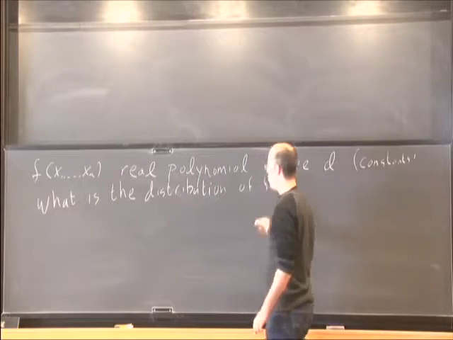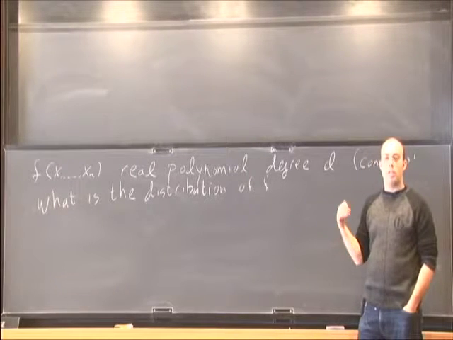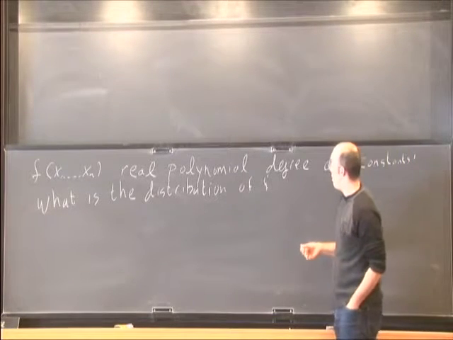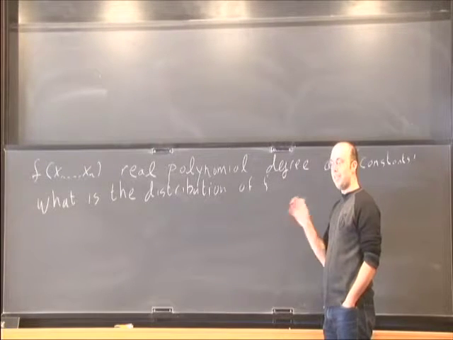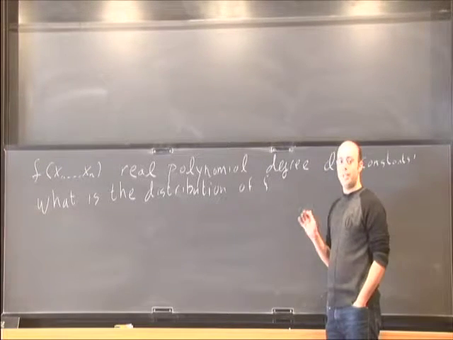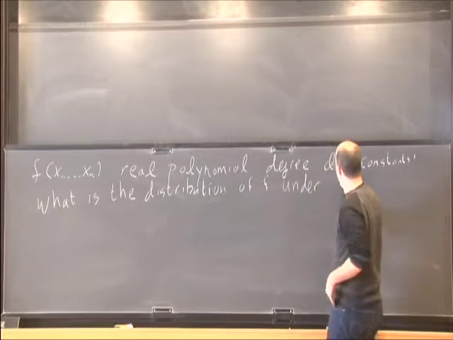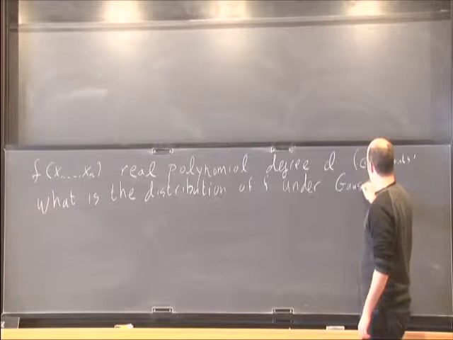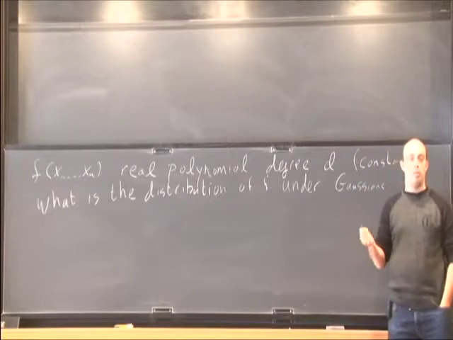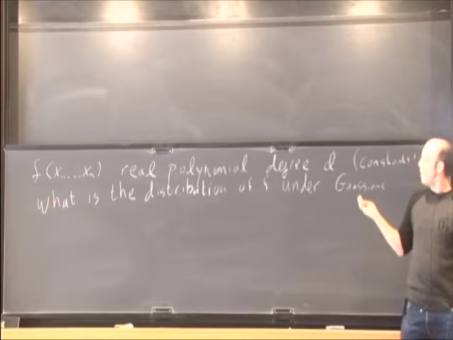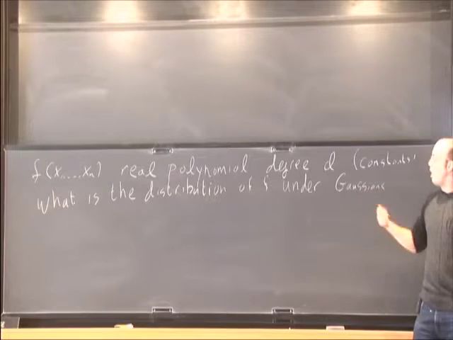Well, we need to assume something about the input distribution. So let's assume the inputs are Gaussians. What I'm saying here can be generalized to other distributions, though I'm not sure if there are any interesting distributions it generalizes to. But let's just say under Gaussians. This defines a family of distributions, all coming from low-degree polynomials. But that's still not a very well-defined question. What can we say about this distribution?